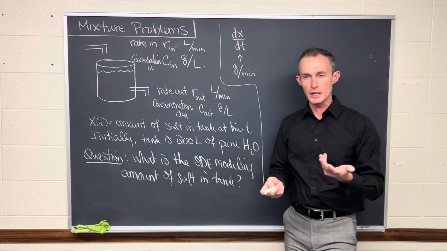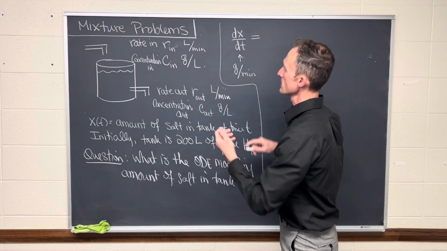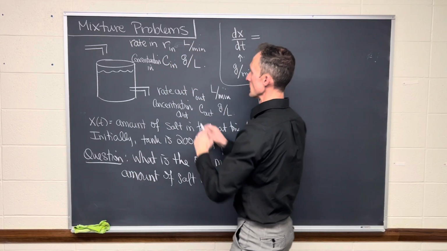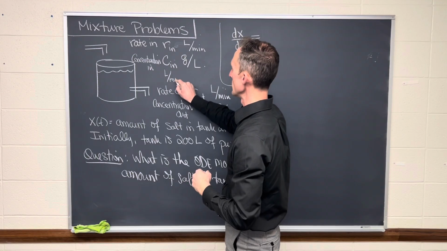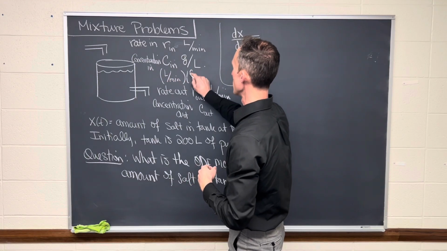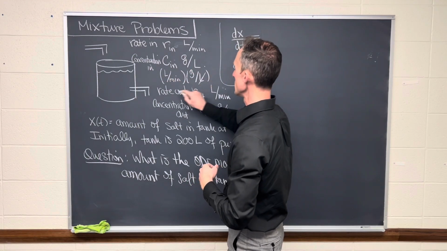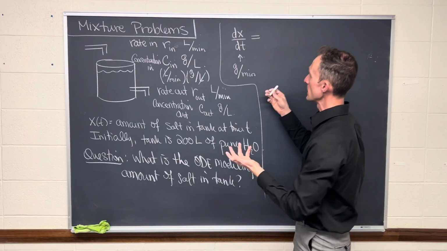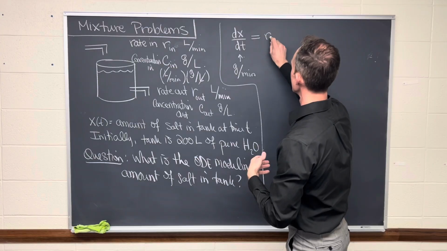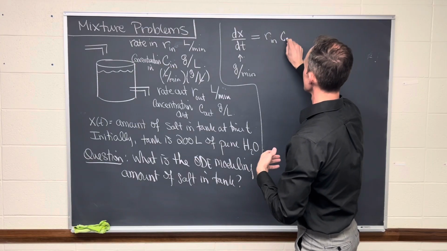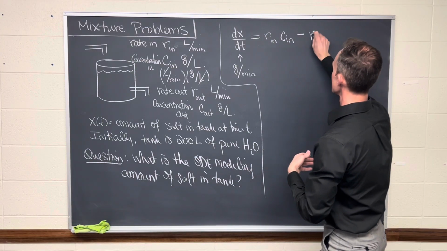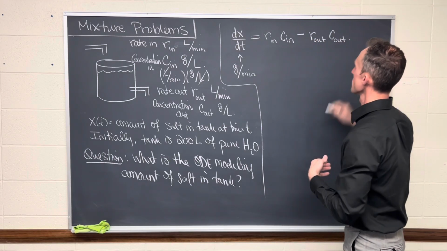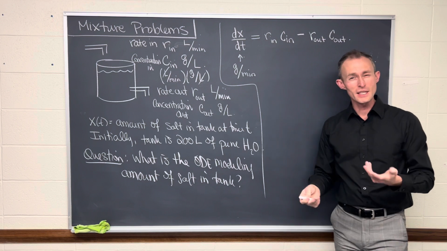That's grams per time. Now, what I notice is, look, if I take the rate in times the concentration in, what are their units? I get liters per minute multiplied by grams per liter. The liters cancel, I'm left with grams per minute, and that's precisely what I get here. So what I notice is that the net influx will be rate in times concentration in minus the rate out times concentration out. Okay? So that's going to be our ODE.